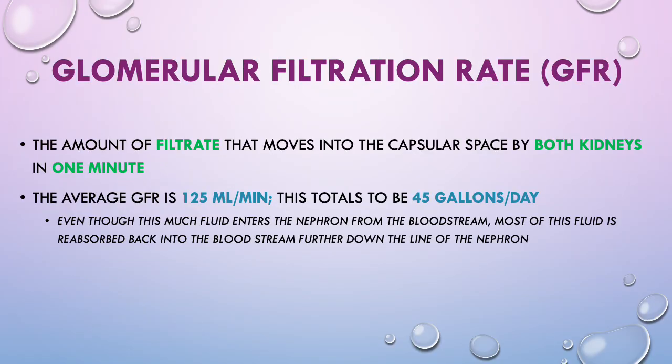Okay, so the glomerular filtration rate is something pretty important, okay? It's the amount that moves into the capsular space from both kidneys. The average GFR, or glomerular filtration rate, is 125 milliliters per minute. That totals 45 gallons a day, okay? Even with this much going through the nephron, a lot of this stuff comes back to the bloodstream, because we need a lot of this fluid, okay? And just a little bit of that goes out as urine, okay?